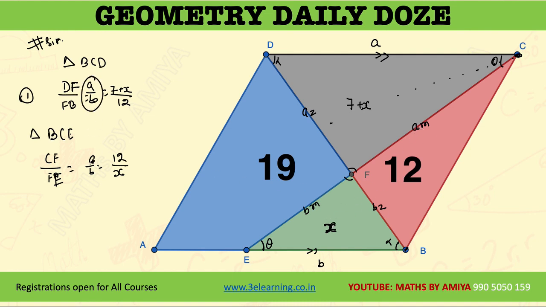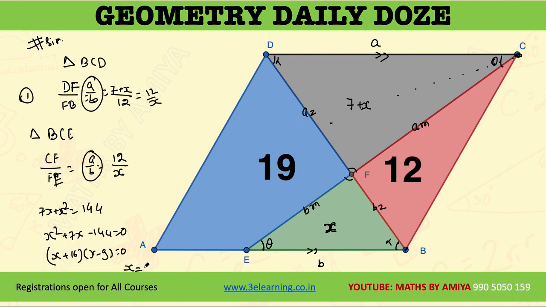Since both have A is to B, we can say 7 plus x upon 12 is equal to 12 upon x. Cross multiplying, we get 7x plus x square is equal to 144. So x square plus 7x minus 144 is 0. So (x plus 16)(x minus 9) equals 0. From here we can say x equals minus 16 or x equals 9. Area cannot be negative, so this value should be 9 and this value should be 16. So the ratio of black to green is 16 is to 9, and that is the answer.